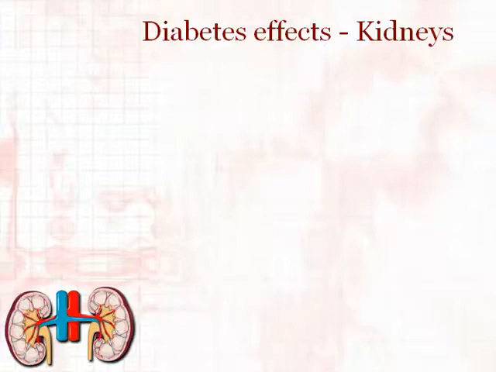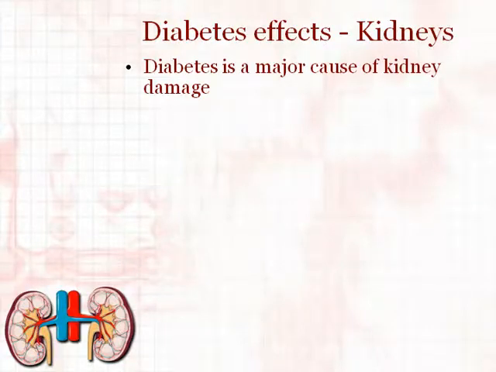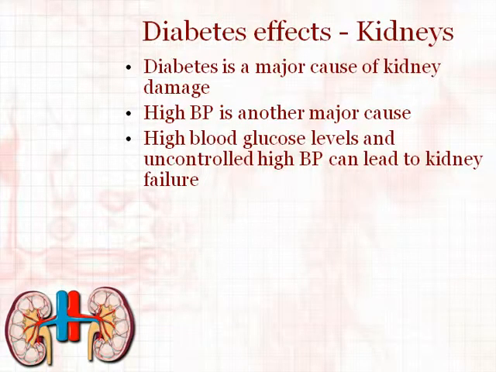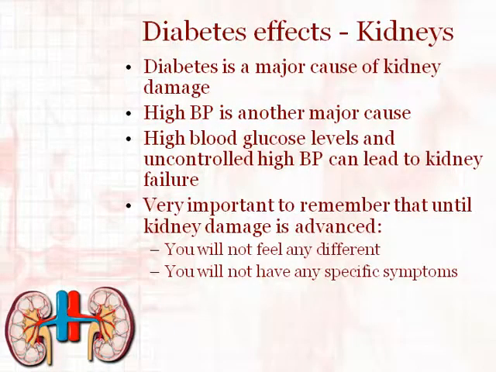Everyone should know that diabetes is a major cause of kidney damage. So is high BP. High blood glucose levels, meaning uncontrolled diabetes, and uncontrolled high BP, either alone or in combination, can lead to kidney failure. It's very important to remember that until kidney damage is advanced, you will not feel any different, meaning you will not have any specific symptoms to indicate that your kidney function is being affected.